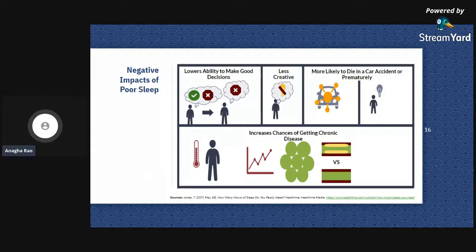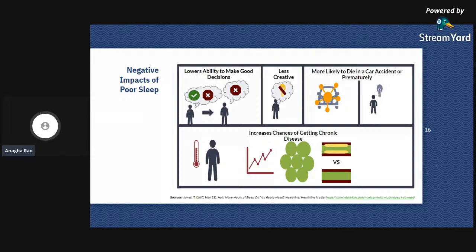Actually, first let's talk about being more likely to die in a car accident. Driving when we're drowsy is almost the same as driving when we're drunk. Driving when we're drowsy can be terrible because the reaction time is slower. We'll talk about that later.